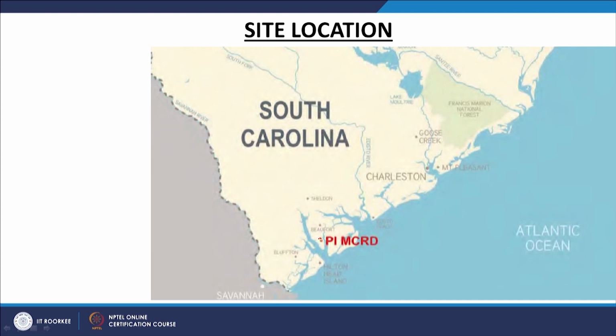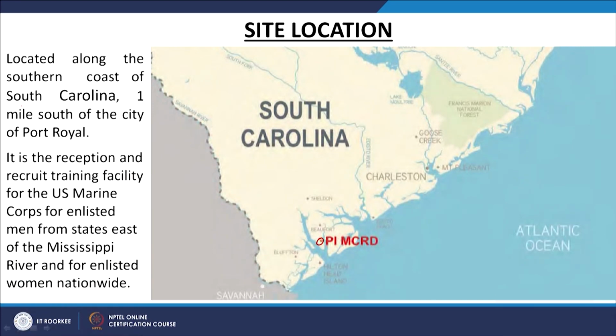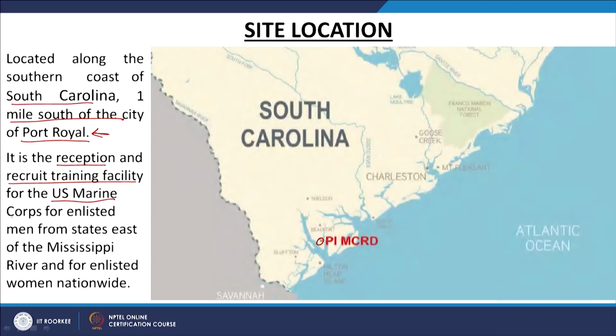So, let us understand the site location. Again, it is out here along the coast more or less, right, in a sensitive zone, if I may say so. So, along the coast of South Carolina, and keep in mind that it is 1 mile south of the city of Port Royal, right, that is a major city. And what does this particular location serve as? Let us say we need some background. It serves as a reception and recruit training facility, as in you have recruits to the US Marine Corps, right.